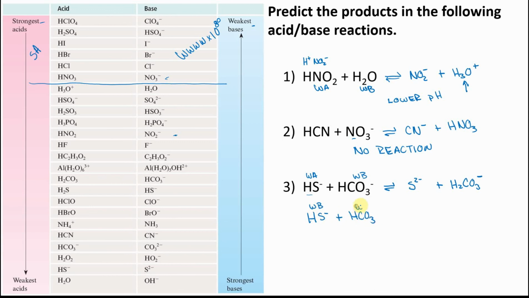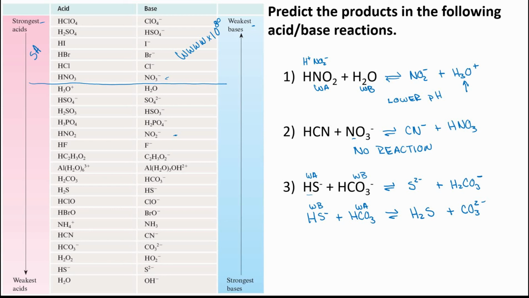So how do I decide if this has happened? Well, let's write out our products. What am I going to get? Let's see, the weak base, that means it's accepting, so I'd get like H2S. And my HCO3 is my weak acid. It's donated, so I get CO3 2 minus. Cool. So what do you think? How can I use the table to the left to decide which one of these reactions is going to be dominant? Think about it and come back.